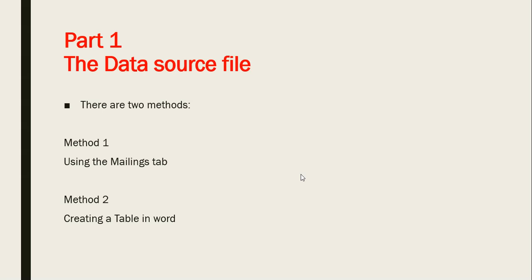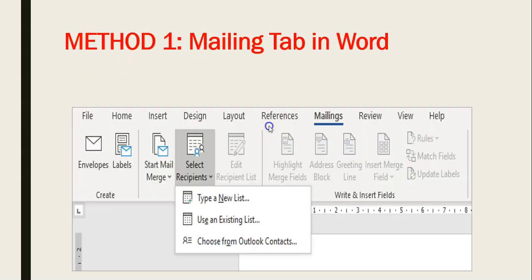Part 1, the data source file. Now there are two methods that we're going to discuss on how to create a data source file. There are other methods as well, but just for our sake we're just going to focus on two methods. The first method is using the mailings tab, which is in Microsoft Word, and the second method is again Microsoft Word, but actually creating an actual table.